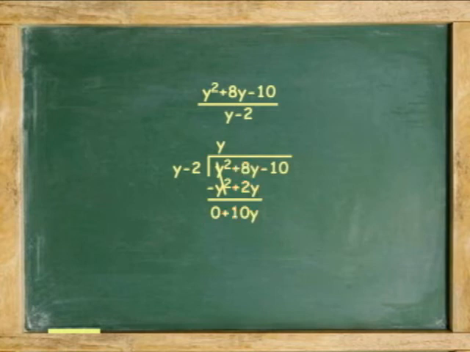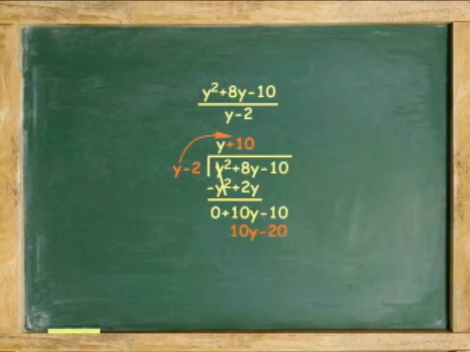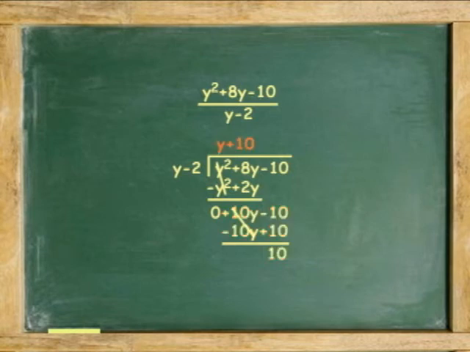To start the second cycle, like in regular division, bring down negative 10 and place it next to 10y. Divide 10y by y and place the quotient above next to y, and multiply y minus 2 by 10 and subtract algebraically. Answer: y plus 10 with 10 over y minus 2 remaining.